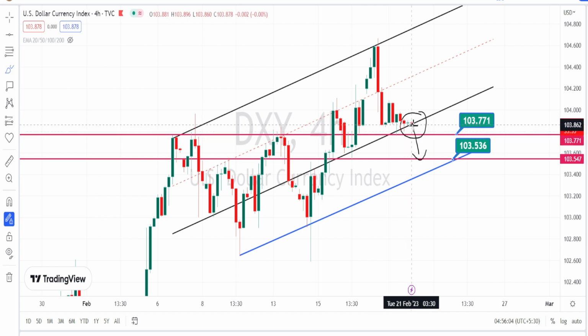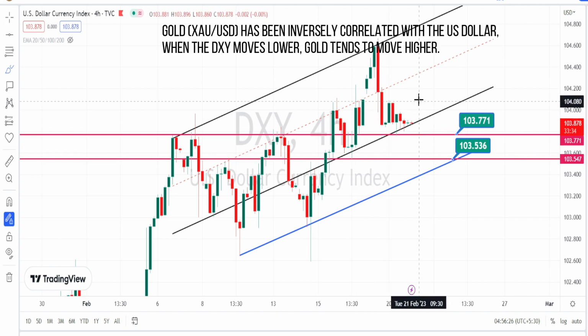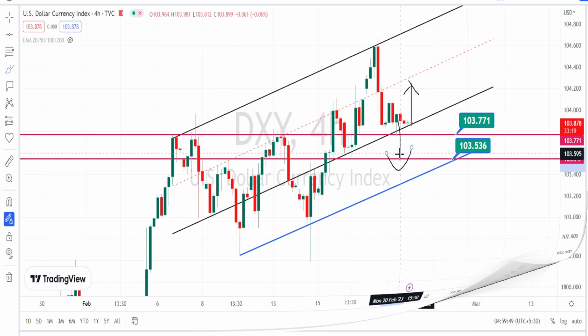And if the price action bounces back on the bullish side retracement from this support line, it will be the continuation of the current bullish trend within this bullish channel pattern, which means that we can expect the opposite price action in gold. If the price action in DXY trends on the bullish side retracement, we can expect the bearish trend to continue in gold US dollar currency pairs. Let us begin with our gold analysis.